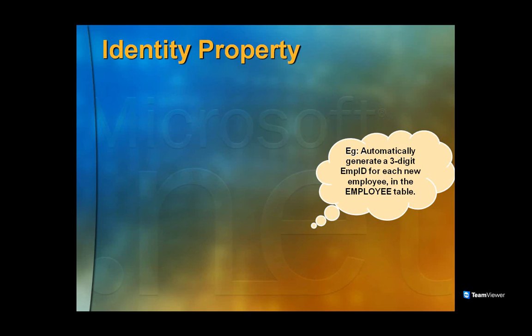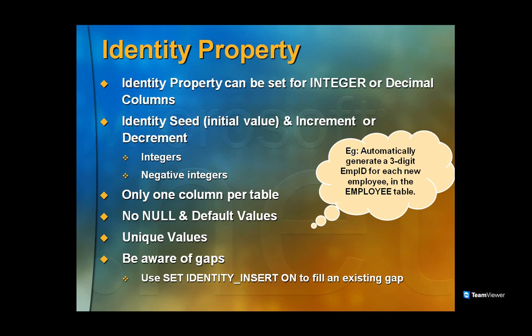Now, the identity property automatically generates a 3-digit employee ID for each new employee in the employee table. The identity property can be set for integer or decimal columns. Identity seed and increment will be there, integers and integers. Only one column per table. No null values and no default values are possible. Unique values will be there. Be aware of gaps. If you want automatic numbers in your employee table, employee ID 1, 2, 3, 4 like that, then you have to go for it.